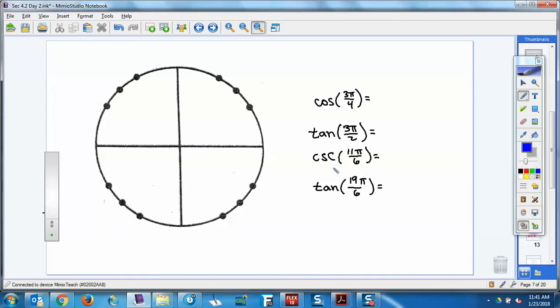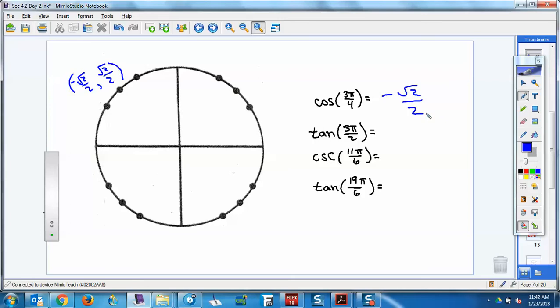Give it up. Cosine 3 pi fourths. What quadrant? Where's 3 pi fourths? Quadrant 2. 1 pi fourth, 2 pi fourths, 3 pi fourths. I'm thinking of 3 pi fourths here. Oh, that's an easy one. That's that 45-degree one. I know these have to be the same. That's got to be root 2 over 2 because that's the one that's the same. And I know in this quadrant the x is negative and the y is positive. So it's got to be that, right? So cosine would be the x, negative root 2 over 2, right?